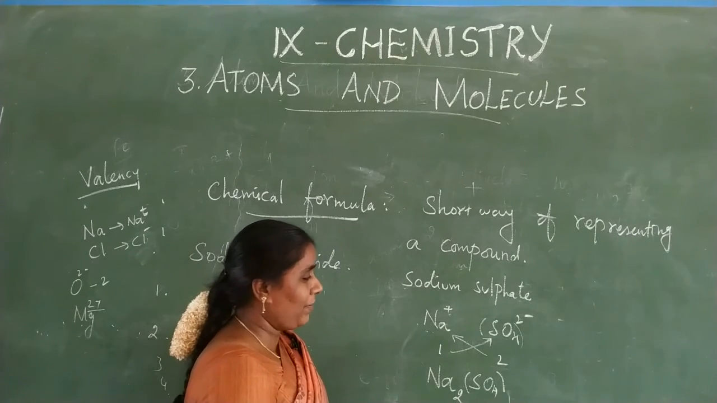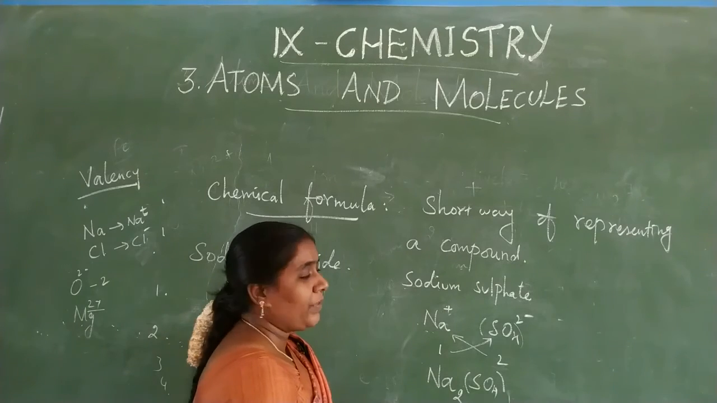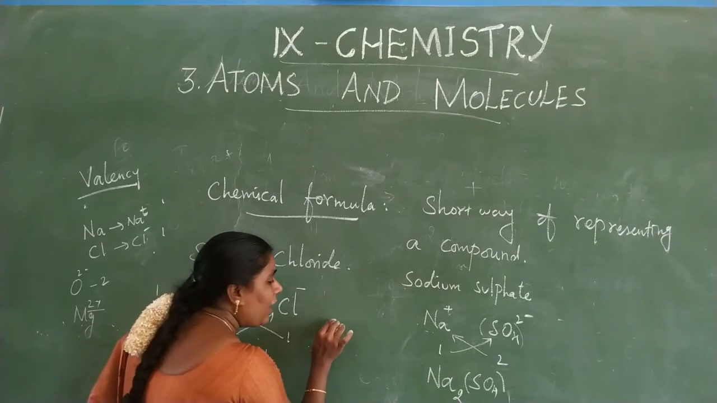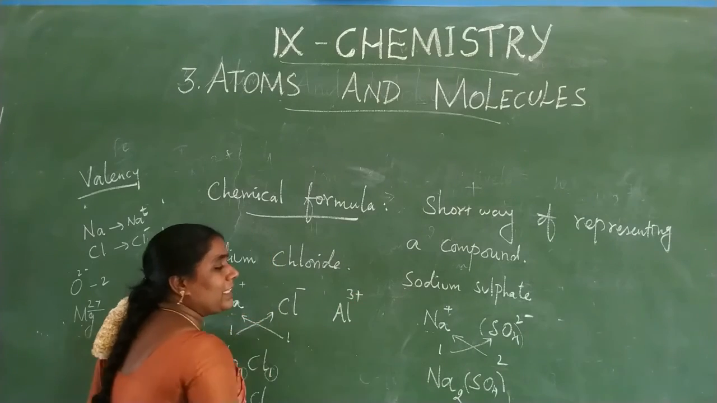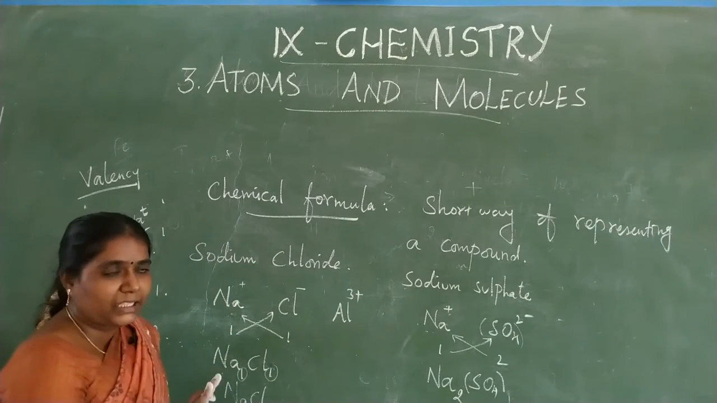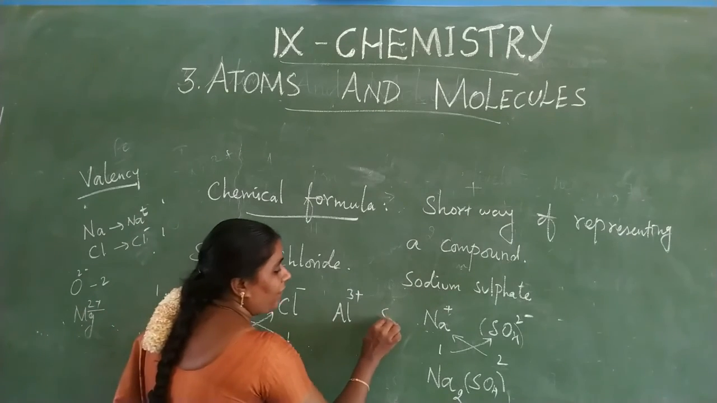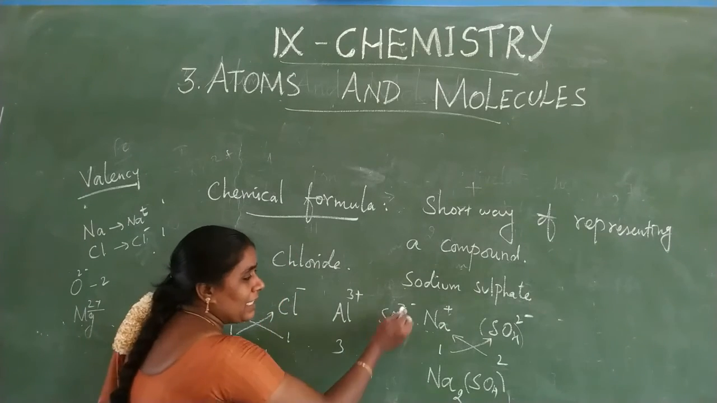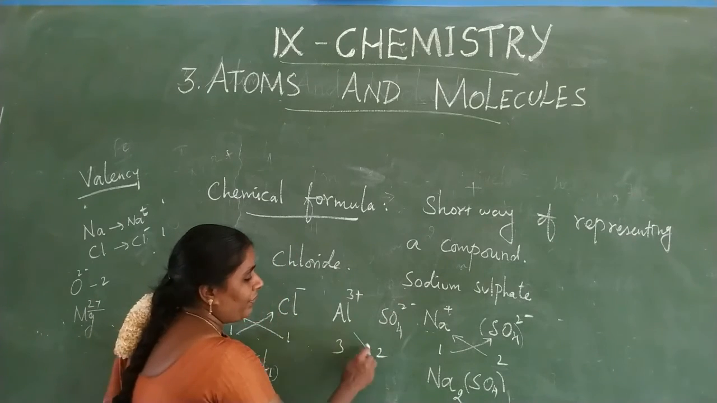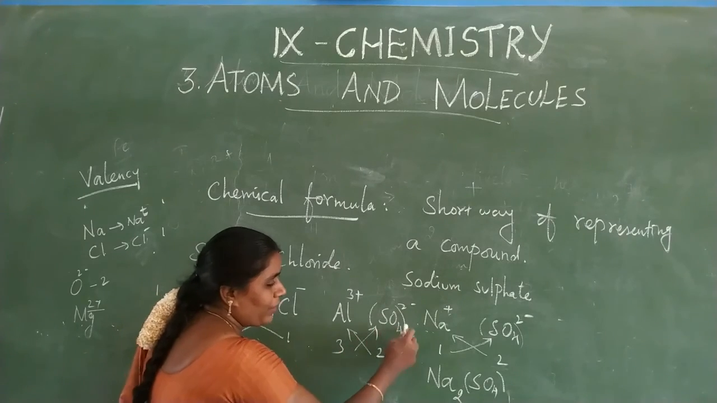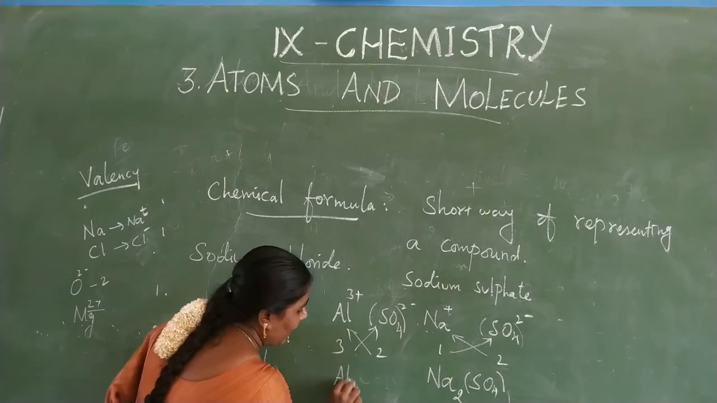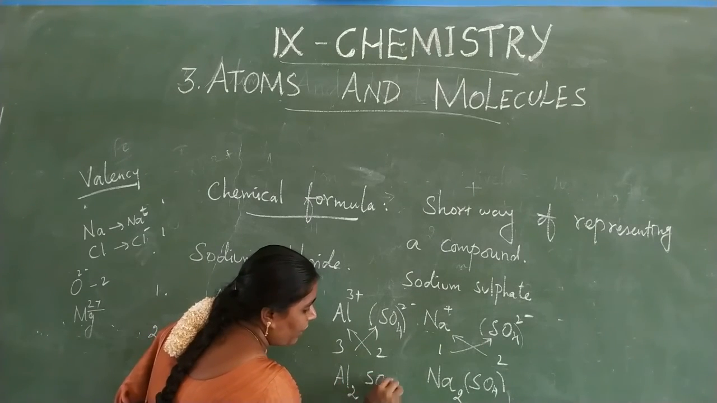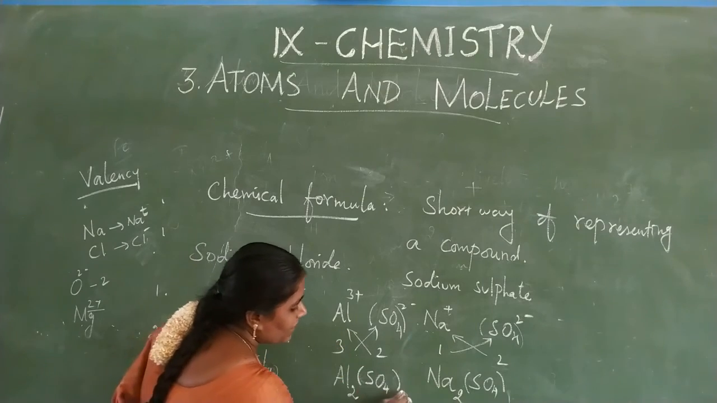Na2SO4. Same like this, suppose instead of sodium sulfate, I am asking for aluminium sulfate. How will you write? Aluminium, Al, it is Al3+, because aluminium atomic number 13 will lose 3 electrons. And sulfate, SO4, 2-. So aluminium valency 3, sulfate valency 2. Then crisscross, but before that put the compound radical within brackets.